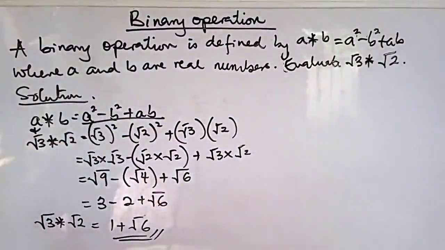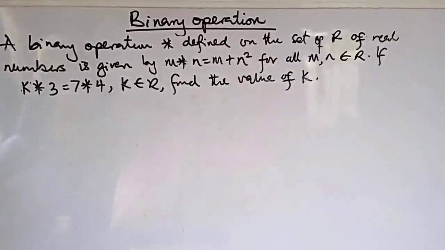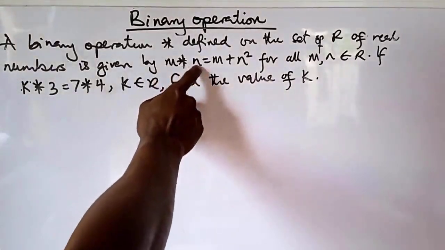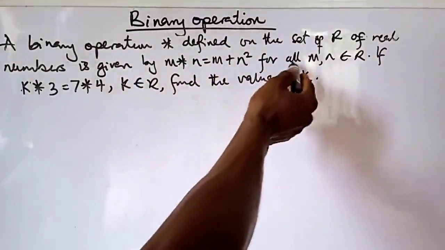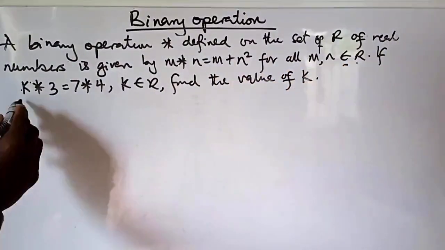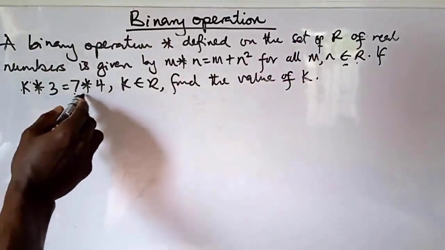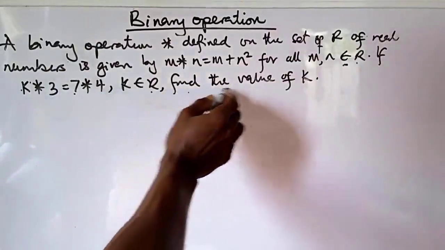All right, now let's move to the next example, which will be the last one. Here's another example, and it says a binary operation asterisk defined on the set R of real numbers is given by m operation n equals m plus n raised to power 2 for all m, n which is an element of R. If k operation 3 equals 7 operation 4, k is an element of R, find the value of k.